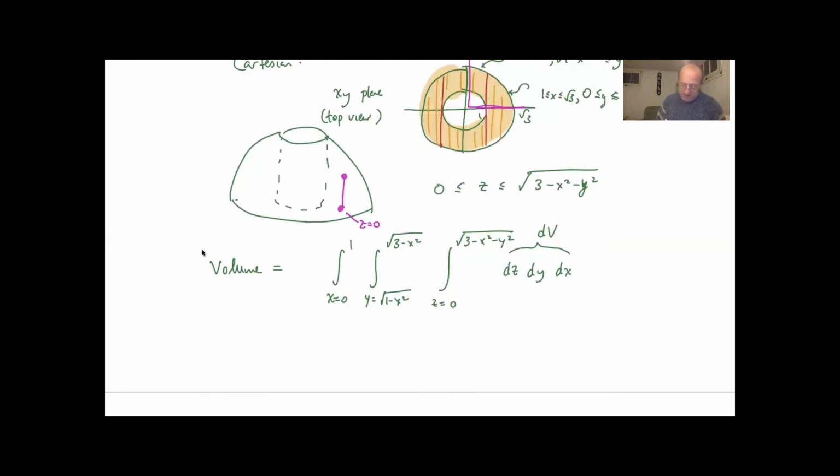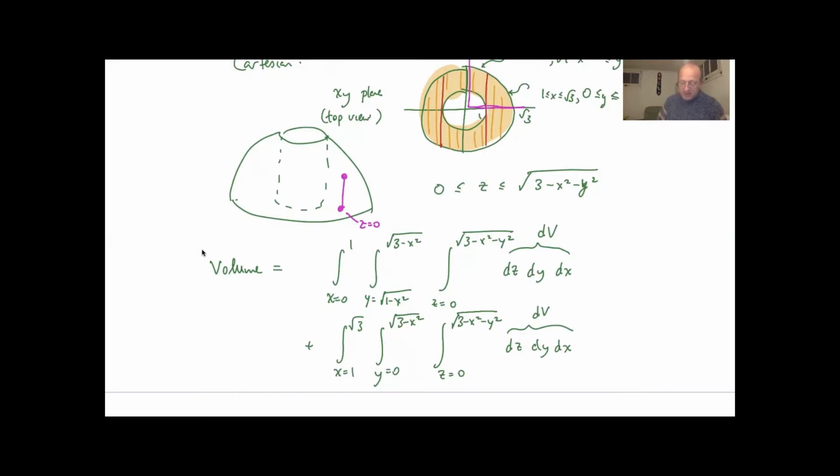To this, we would add another integral for x going from 1 to root 3. This time y goes from 0 to square root 3 minus x squared. That's the difference. The interval for z stays the same, 0 up to square root 3 minus x squared minus y squared. The volume element stays the same, dz, dy, dx. And that captures the volume over our second region.